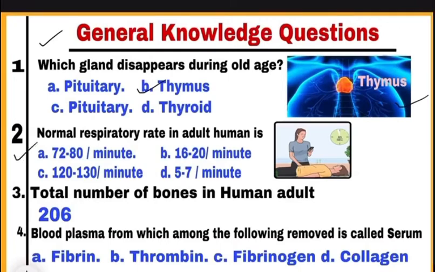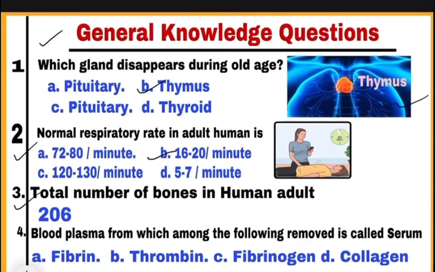Question number 2. The normal respiratory rate in an adult human is 16 to 20 per minute. Note the respiratory rate in a newborn baby up to the age of 1 year. It is between 30 to 60 per minute.